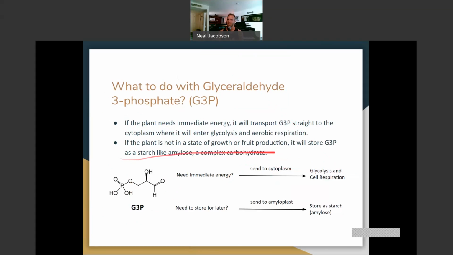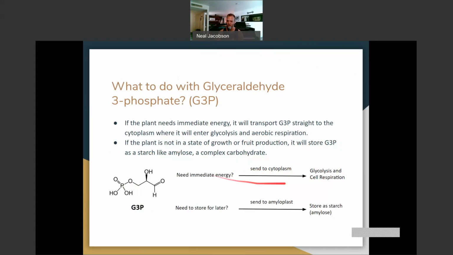Now, if the plant is not in a state of growth, or it's not making fruit or something, it might store that G3P as a starch. So remember, G3P will have to be isomerized into dihydroxyacetone phosphate, and then it'll be joined to another G3P, which will make fructose 1,6-bisphosphate. They'll remove a couple of the phosphate groups and turn it back into glucose. The glucose will then get dehydrated and turn into a polymer starch like amylose, a complex carbohydrate. I know that's like, what? It's a lot, I get it. It is a lot.